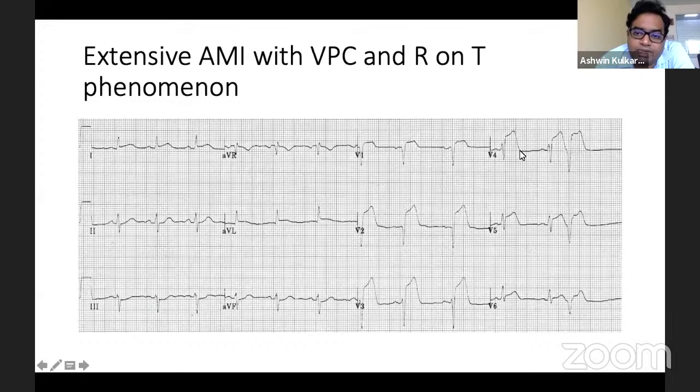So without the coupling interval, there is a VPC. This is very important because whenever you see a VPC on ECGs, generally it shows a poor prognosis. And generally, if there is an R-on-T phenomenon happening, this shows that the myocardium is highly injured and it is prone to develop ventricular tachycardia, which is a very serious and life-threatening arrhythmia.